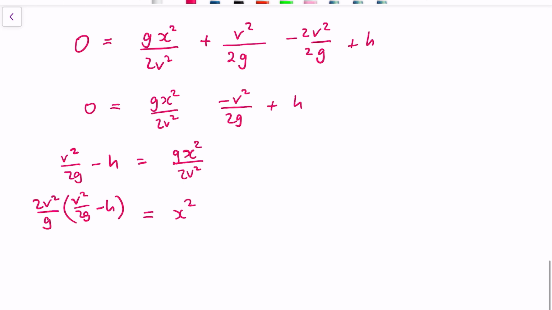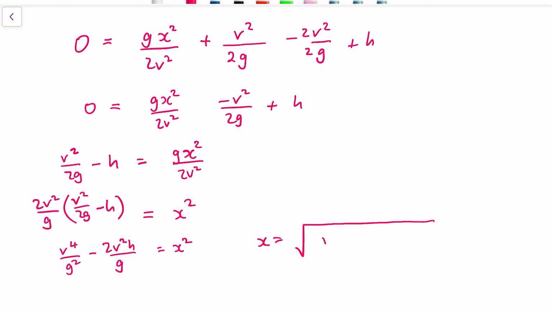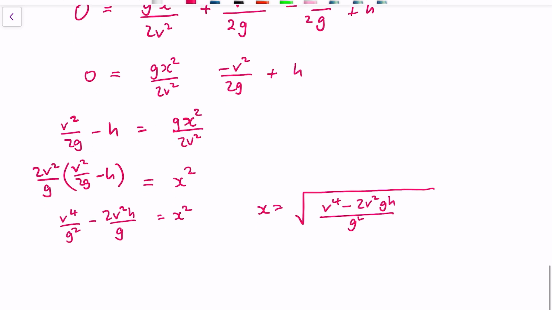Told you this was a hard problem. Okay, cancel the 2's. We've got v to the 4 over g squared minus 2v squared h over g equals x squared. Now I want to square root that. x is a positive number, so we take the positive square root, and we can put both of those together. v to the 4 minus 2v squared gh. I add another g into that second term so I can divide both of them by g squared.